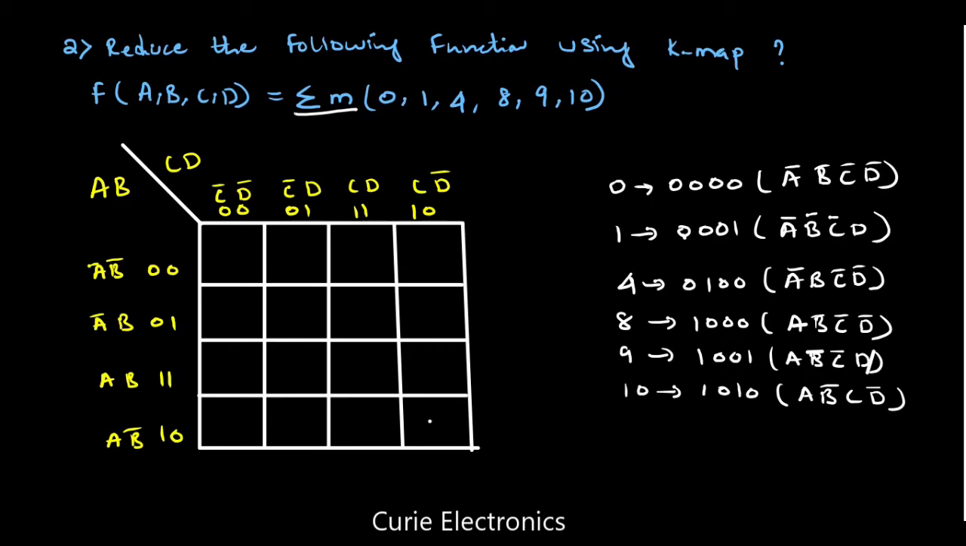So now let me mark it. Mark the ones. 0, 0, 0, 0. Now I'm marking it a little fast. 0, 0, 0, 1. 0, 1, 0, 0. Next is 1, 0, 0, 0. So now 4 are over. Next 9, 1, 0, 0, 1. Then 1, 0, 1, 0. Now how do you group this?